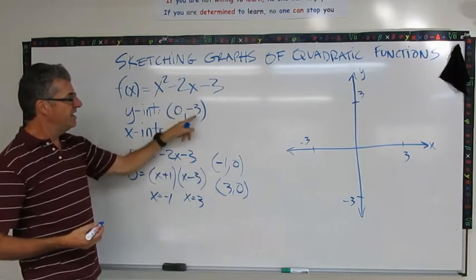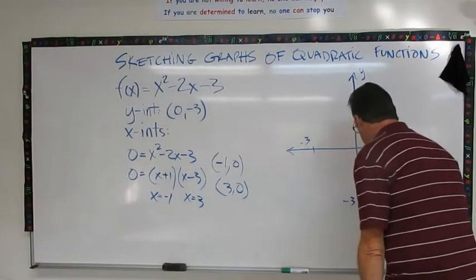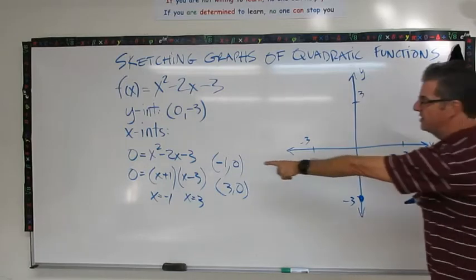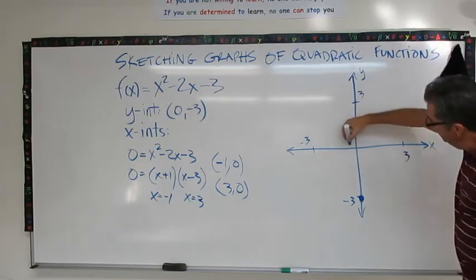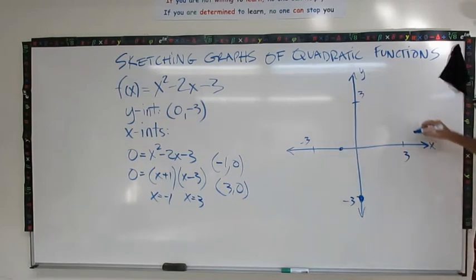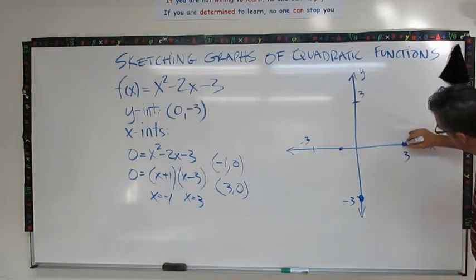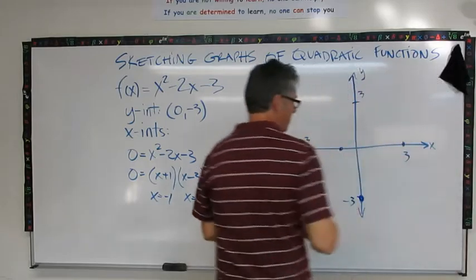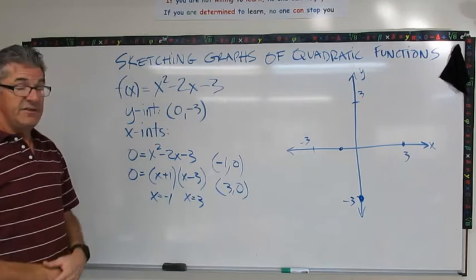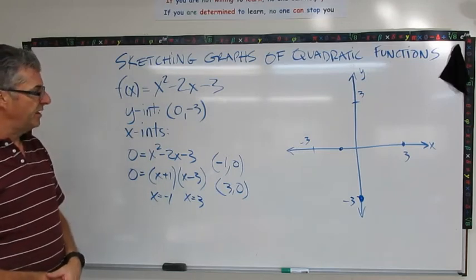So (0, -3), that's that point right down there. My next one is (-1, 0), so that's going to be approximately there. And the other one is (3, 0). So now I have 3 points. Okay? Now, the trick here is to sketch a parabola that goes through those 3 points.